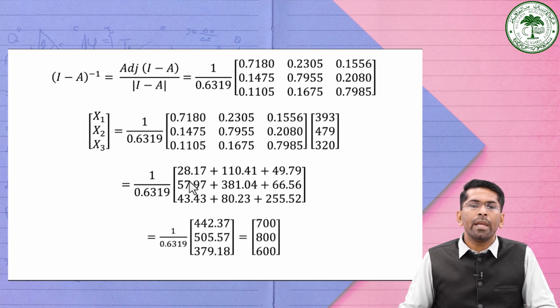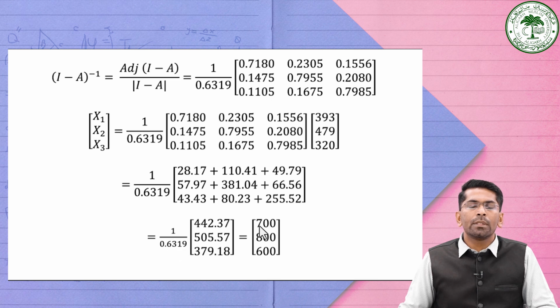then it will become 28.17 plus 110.41 plus 49.79, which is equal to 442.37. Similarly, if you go for adding up the second row, then it will become 505.57. Then similarly, if you add each element in the third row, it will become 379.18. Then each element in this vector we are going to multiply by 1 by 0.6319.